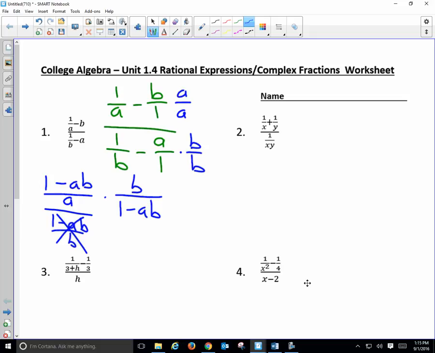Your third step is to simplify. And you'll notice that often you'll find things that will cancel. What cancels here? Yes. We end up with B divided by A.